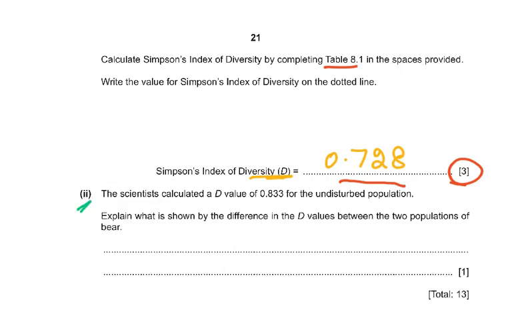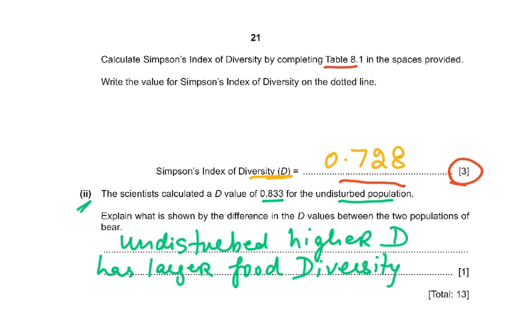Now it says part 2, the scientists calculated D value of 0.833 for the undisturbed population. Explain what is shown by the difference in the D values between the two populations of the bears. Undisturbed has a higher D, so has a larger or a higher diversity or a larger variation. See, what we analyzed was the feces. So what were they eating? So the D value for the undisturbed is 0.833.